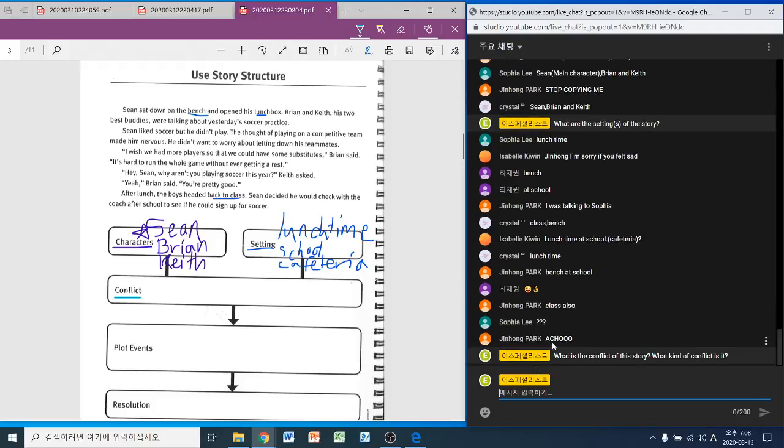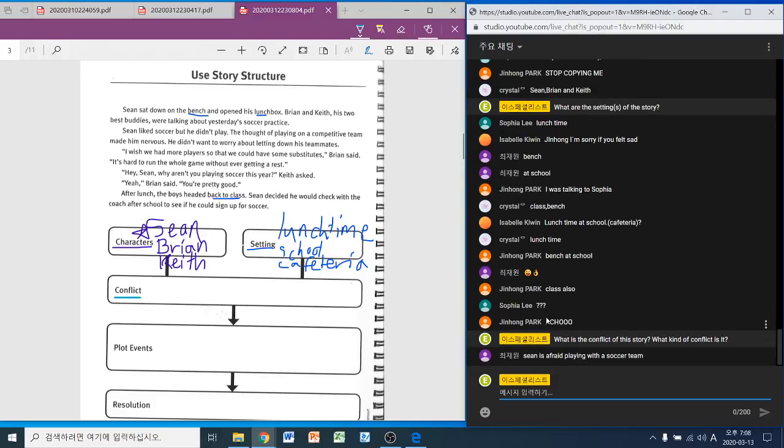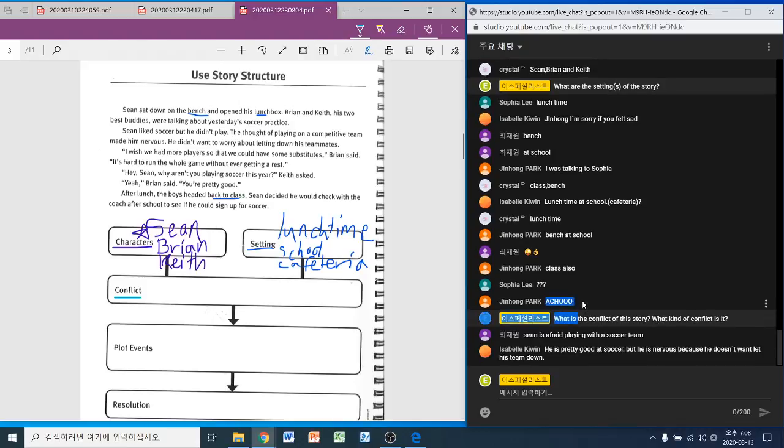Jinhong Park says, Achoo, hey, careful, you're going to give us all computer coronavirus. You're sneezing through the computer. You're going to make us sick. Jinhong, don't do that. Cover your sneezes through the chat.